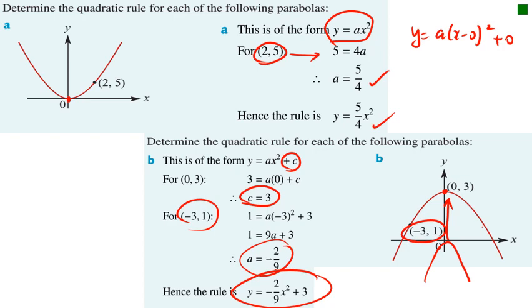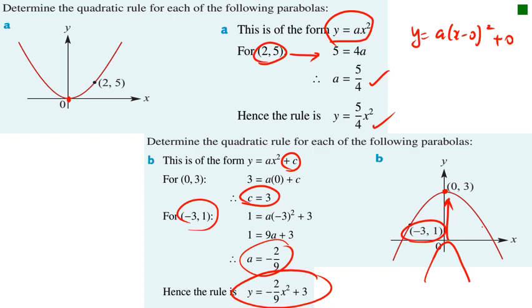But we don't include the zeros, so we can just say that it's in the form y is equal to ax squared. Well, if that's the case, we only need to use one other point, and that's the (2, 5). We substitute it in. That gives us a is equal to 5/4, and now we can write down what the rule is. So that's a pretty easy one.